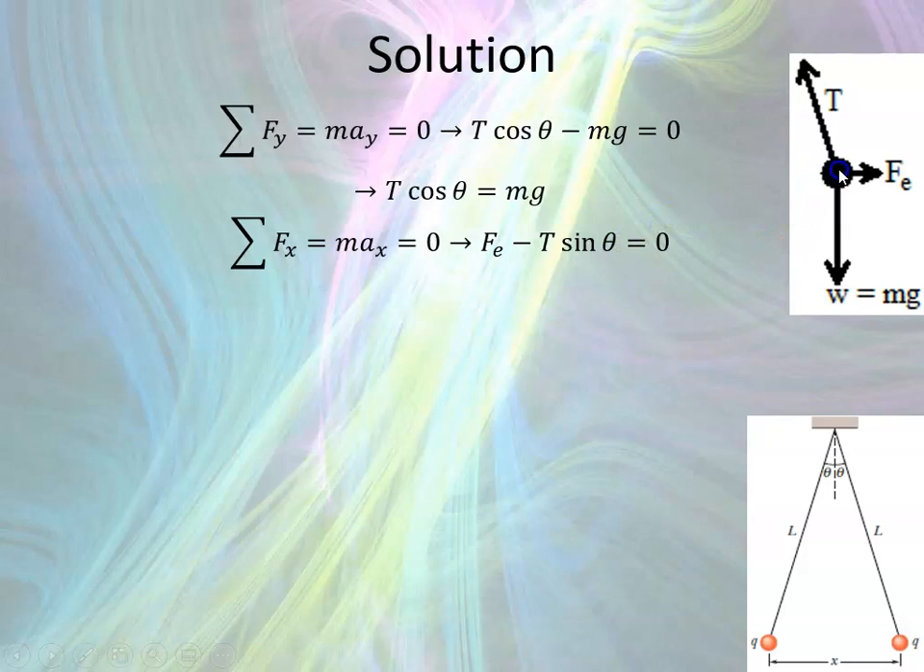So the magnitude of the x component of tension, well, we have kind of imagined the x component of tension completing a triangle, go up and then to the left. Well, the part to the left is opposite of that angle theta, so we're going to have a minus T sine theta going off toward the left. So we have F sub e minus T sine theta equals 0. Okay, so what can we do with that?